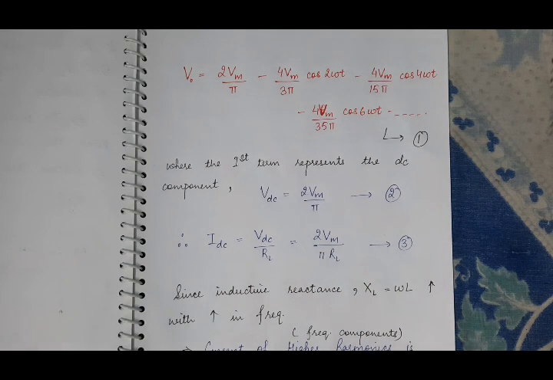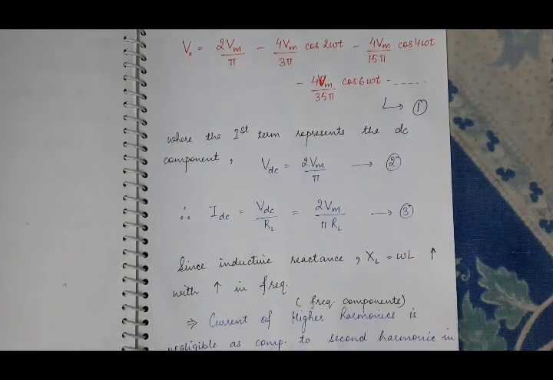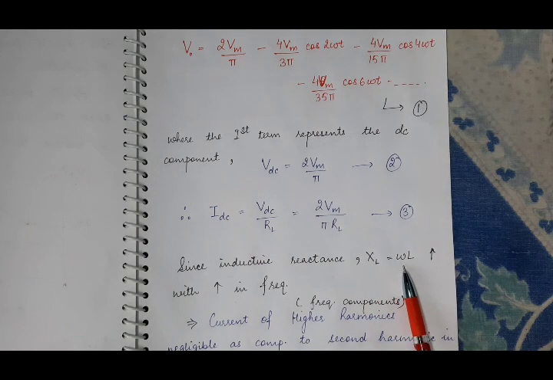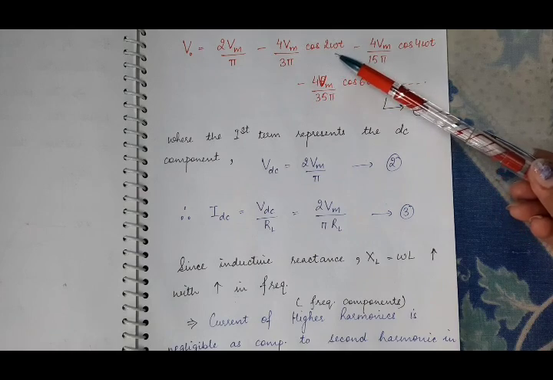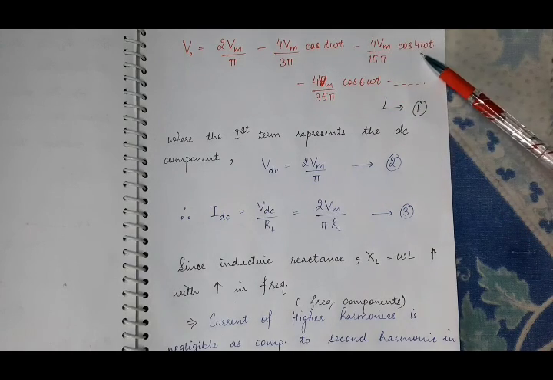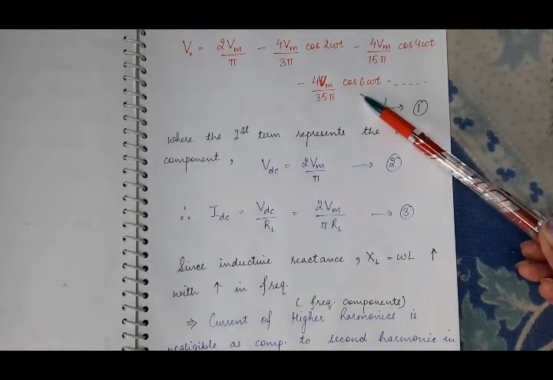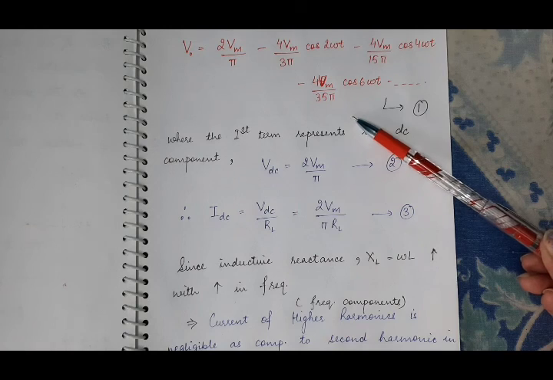And for XL, we know that XL is equal to omega L. So the value of XL will increase with omega, meaning inductive reactance will increase with the increase in frequency. So here the frequency of this component is 2 omega t, this is 4 omega t and this is 6 omega t. It means frequency is increasing as we move from second harmonic to third to fourth.